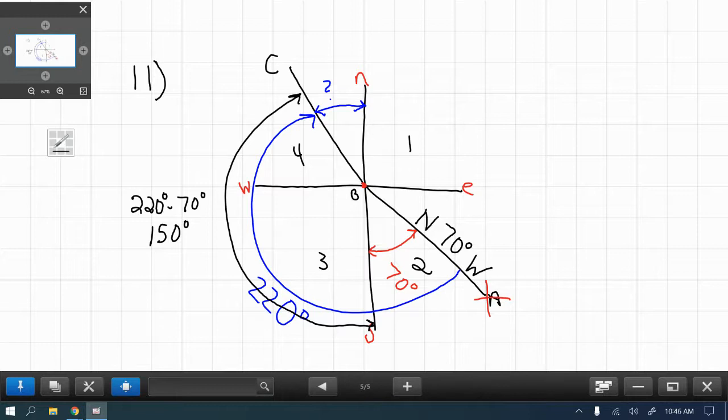Yeah, you could go the other way. Yeah, I think the add 220 and 70 and minus 260. How did you do that? So I did 220 and 70, and I got 150. And then if this is a straight line and I've got the angle from here to here, that'd be 180 minus 150. Okay. And that would be north 30 degrees west.